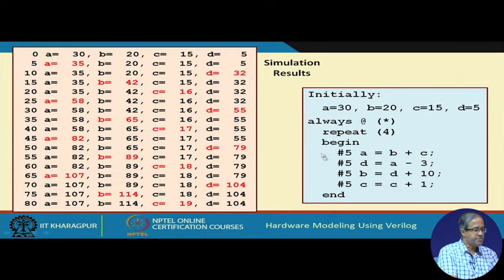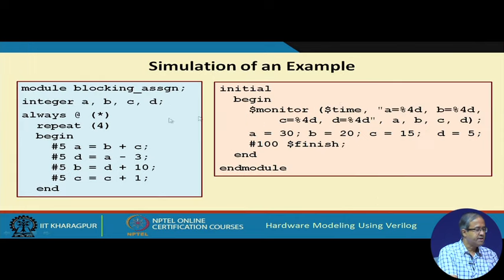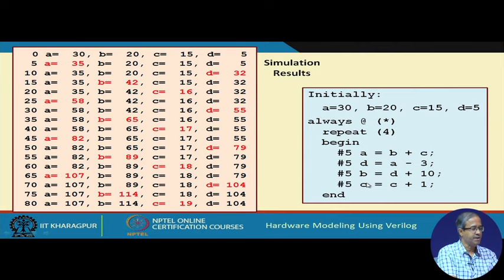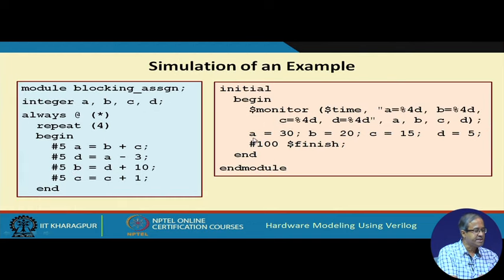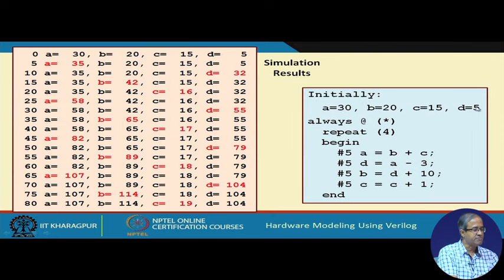Okay. So, I am showing here this code side by side so that you can understand what is happening. You see in the test bench we initialized A 30, B 20, C 15, D 5. So, I am showing the initial values here and this is the simulation output which you got, and in color I have shown the values which are changing. Initially at time t equal to 0, A 30, B 20, C 15, D 5 was printed.